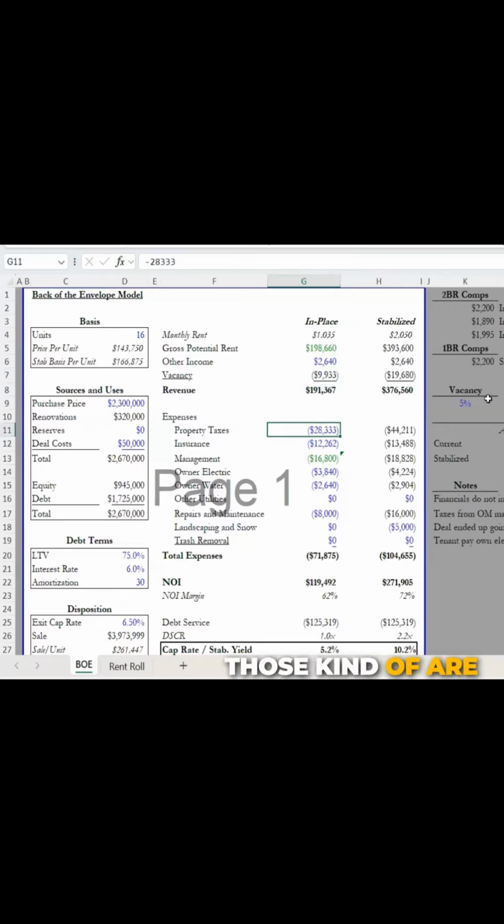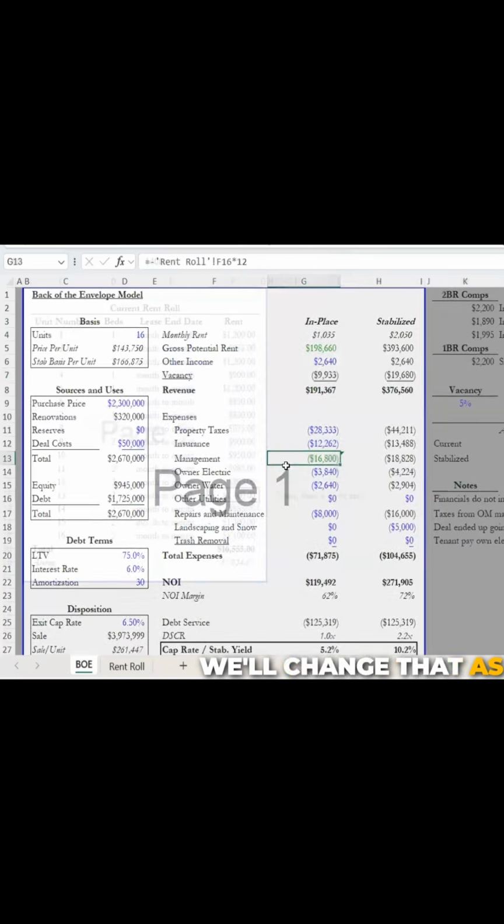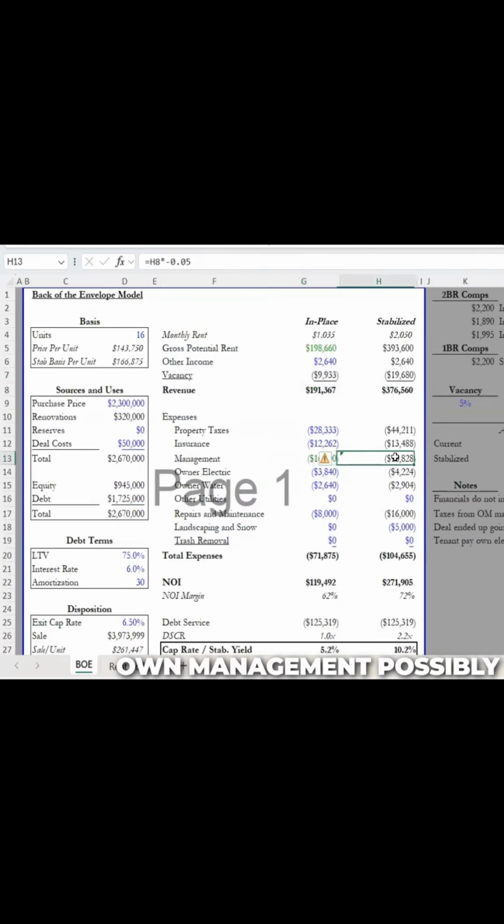Property taxes, those are what they are. That was based on their numbers, and we looked it up online as well. You can see that on the county website. Insurance based on their numbers, and you can see it's pretty reasonable too. Insurance, they have basically at roughly 750 a unit, I think. Yeah, 766 a unit. So that's very reasonable there. Management, like I said, we backed into that through that rent roll number of 1,400. We'll change that as we get into our own management, possibly when we buy.